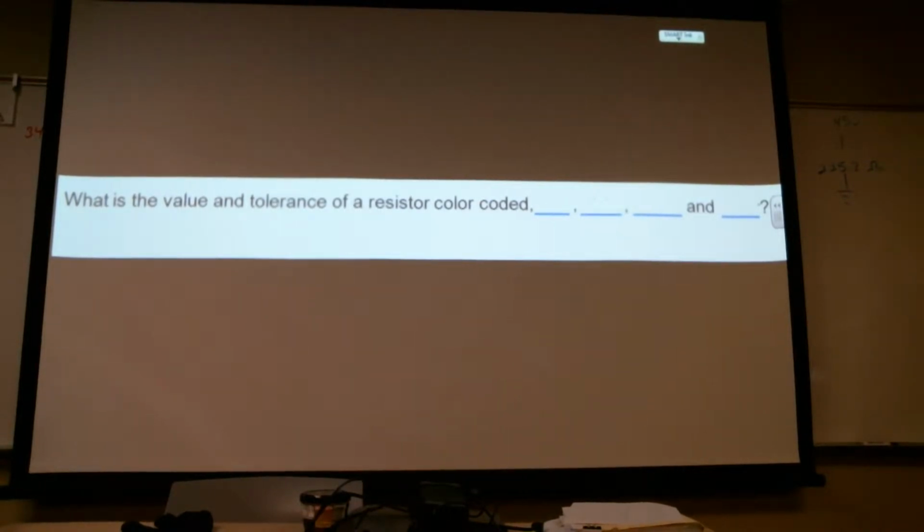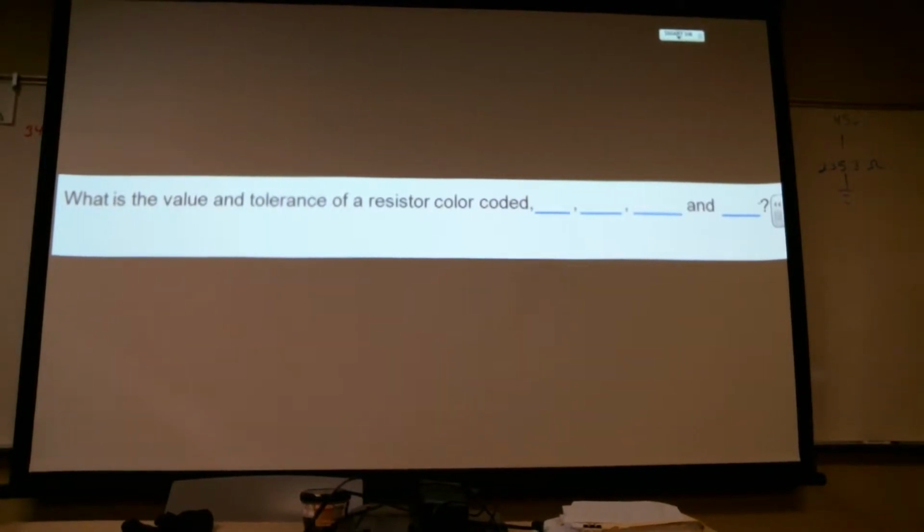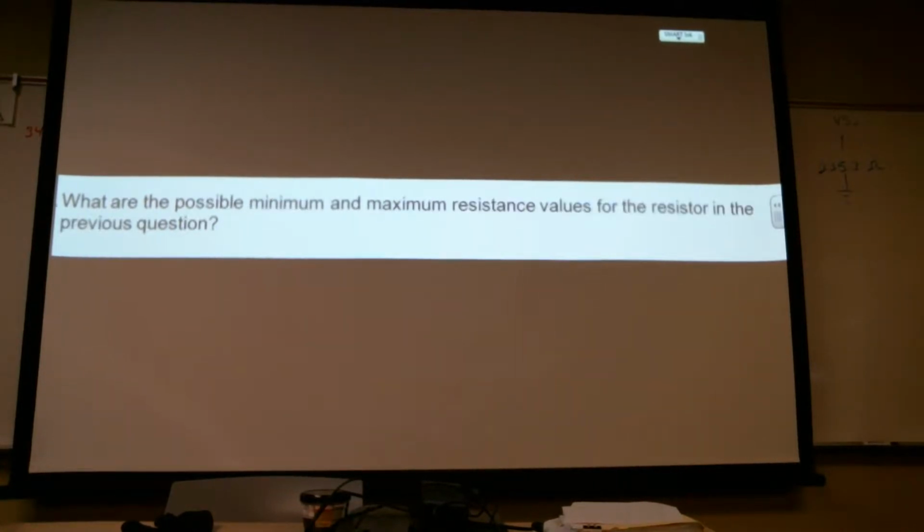Tell me how many ohms the resistor is. What are the possible minimum and maximum? So if it's 5%, you'll figure out 5% times the number, right? And you add it and subtract it. I like to see the range. I would like to see you add it and subtract it in.